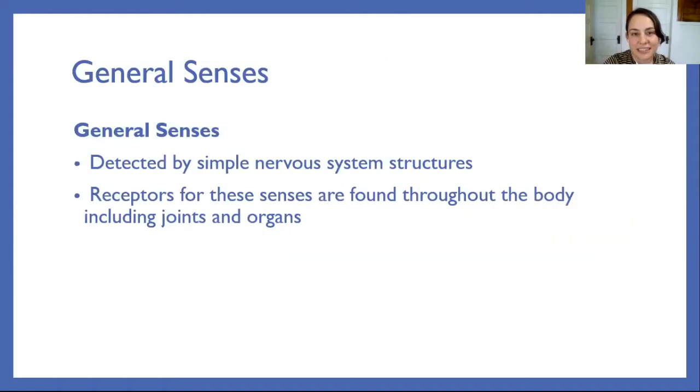Our general senses are going to be what is detected by the simple nervous system structures. These guys are not the complex ones like our eyes or our ears. This is just going to be a receptor telling us where our body is located. It senses pressure. So these receptors are found throughout the body, including our joints and our organs.